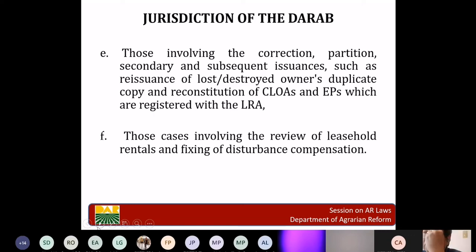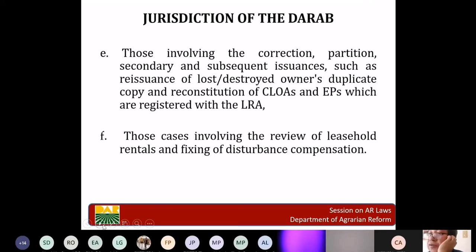According to the LRA, under that law, under that PD, only the Register of Deeds has jurisdiction and not the DARAB. But that law is a general law. Republic Act 6657 is a special law. Also, RA 6657 is a later law than PD 27. So in case of conflicts, under statutory construction, the special law shall govern, not the general law, with respect to the disposition of agrarian reform matters.